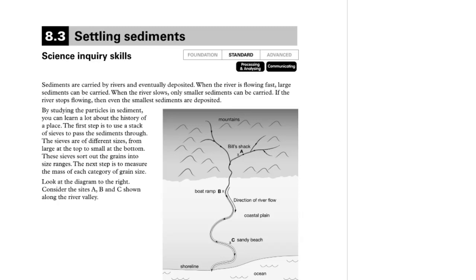Here are the answers to your 8.3 Settling Sediments activity. Now, as you work through this, you will have noticed that it really asks you to start thinking about what's actually happening based on data that they give you. Now, in science, we call this processing and analysing, and the ability to communicate our understanding.